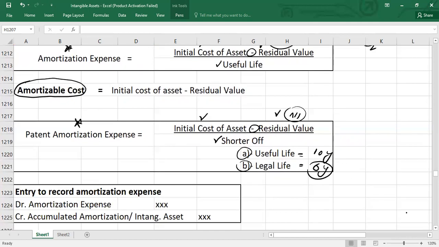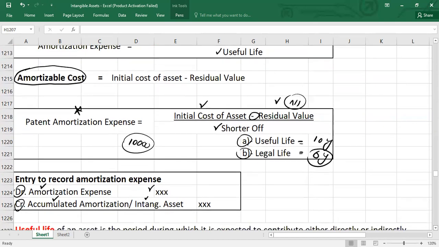If you know the amortization expense, for example, amortization expense for the period is $10,000, what entry will you pass? You will debit the amortization expense, which you will take to the income statement, and you will credit the accumulated amortization or intangible assets. Both you can credit. If you want to maintain a separate account for the accumulated amortization, you can do it, or directly you can also credit the intangible assets. Both practices are allowed.